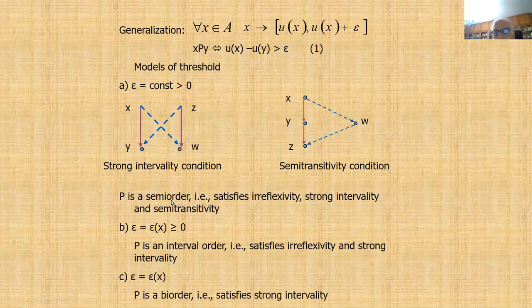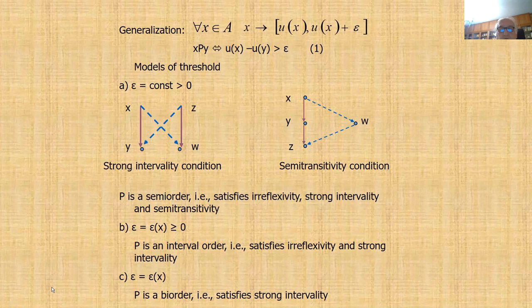This was considered and introduced by Luce. This very model, in which epsilon depends on the alternative itself, is really a very crucial change in the paradigm, you see. Epsilon depends on the alternative which we consider.